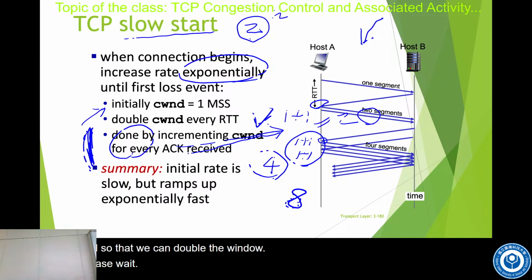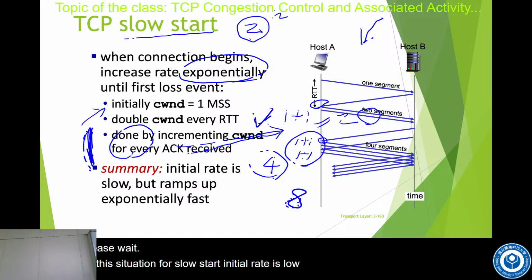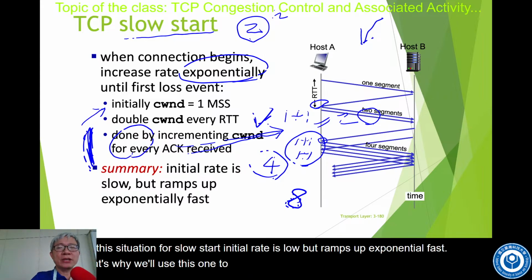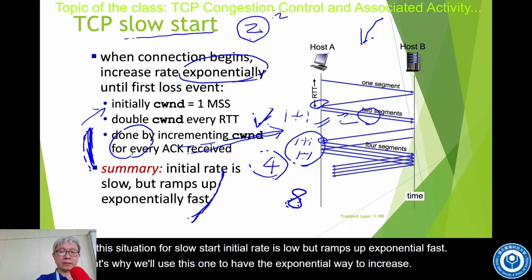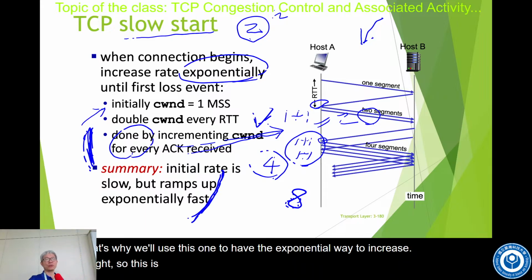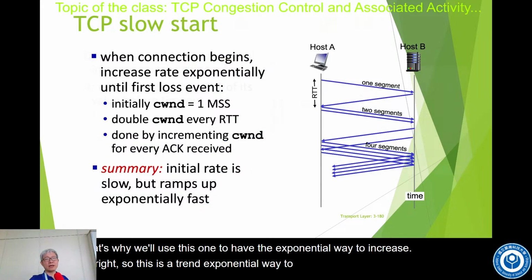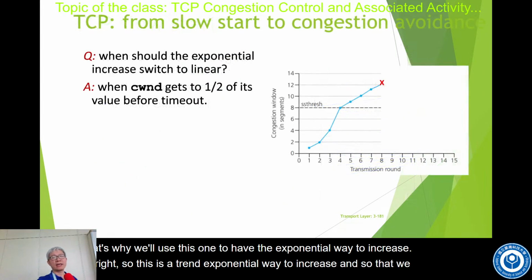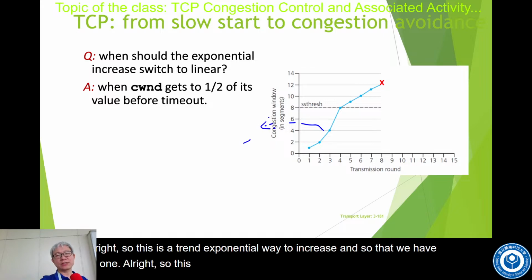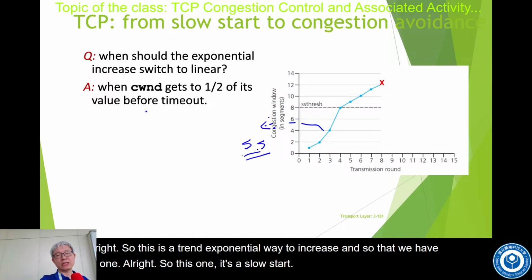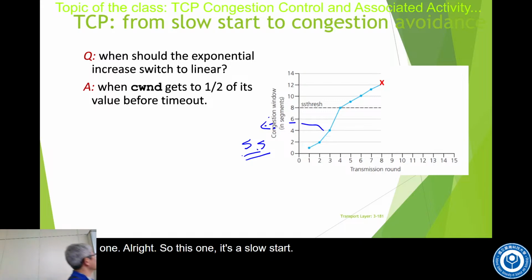So this is the description of slow start. The initial rate is slow, but it ramps up exponentially fast. That's why we use this to increase exponentially. So this is the trend, an exponential way to increase. This is slow start, in shorthand, SS.